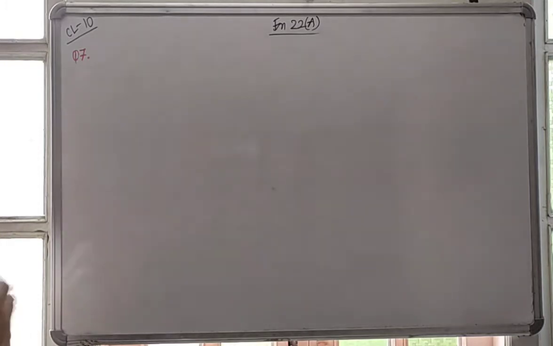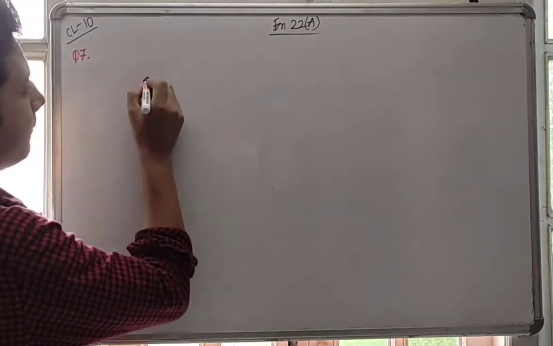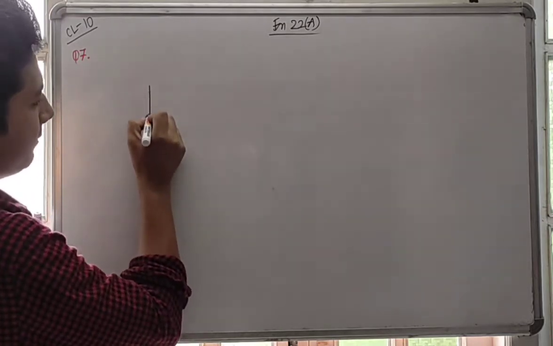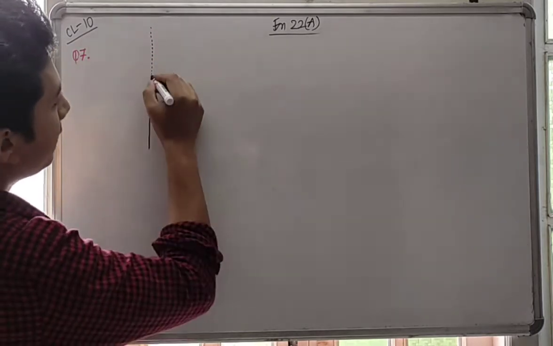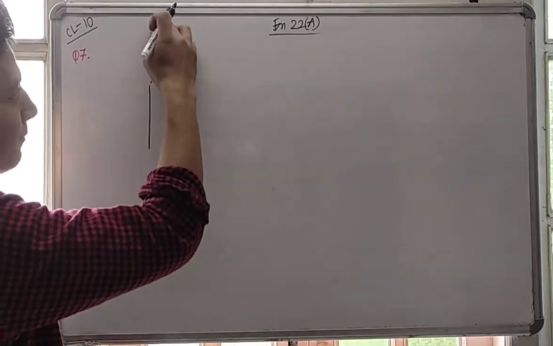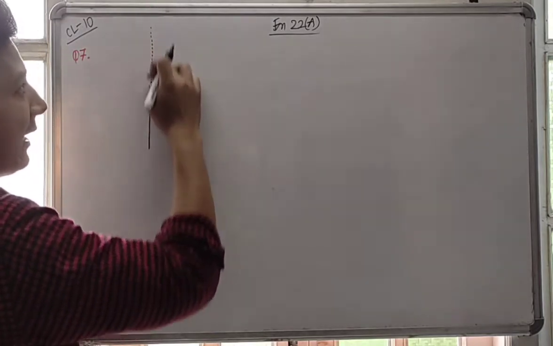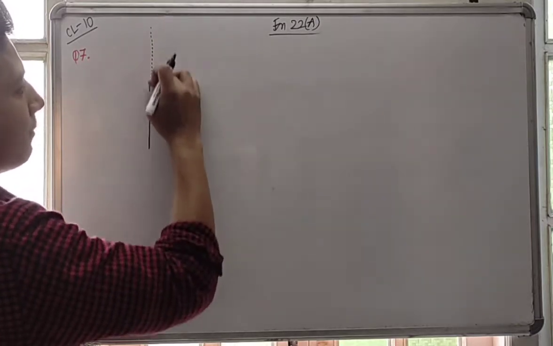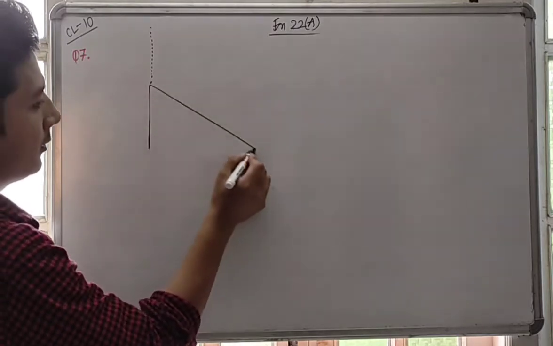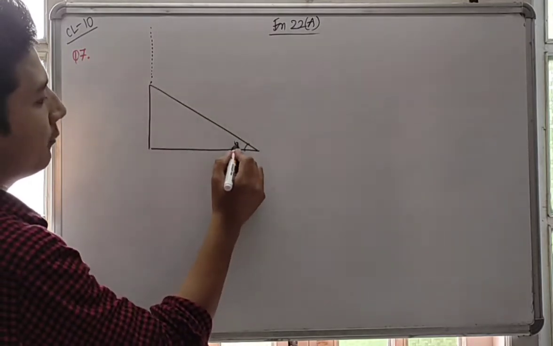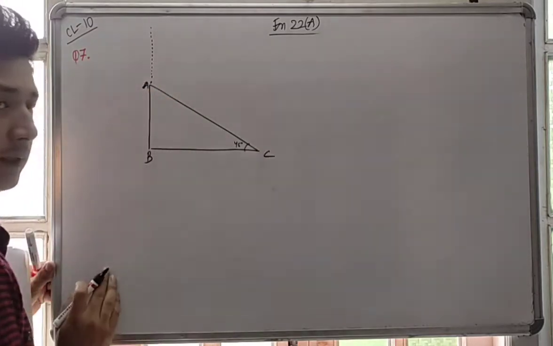So the question basically says, there is a tree. Let's say this is my tree, and this dotted line is the upper part of the tree. It has now been broken, and this broken part of the tree is now making an angle 45 degree with the ground. Means this broken part will come out here. Am I clear? It is now making an angle 45 degree. If I give it as A, B, C, am I clear?